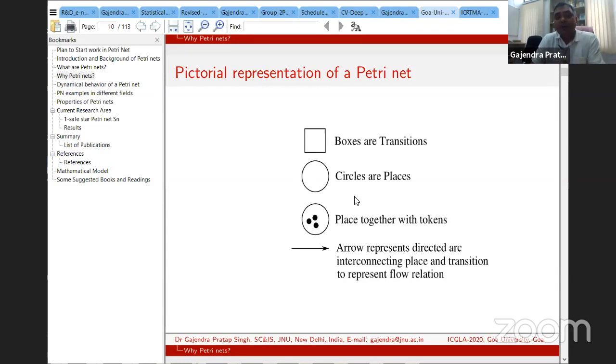Here we have two types of nodes. One kind of node is the box. Boxes are the transitions. Wherever we are doing modeling, actions are generally the transitions. Any action or any kind of activity we can denote as a transition. The second type of node is the place, or circles. Places are denoted by circles, or circles are the places.